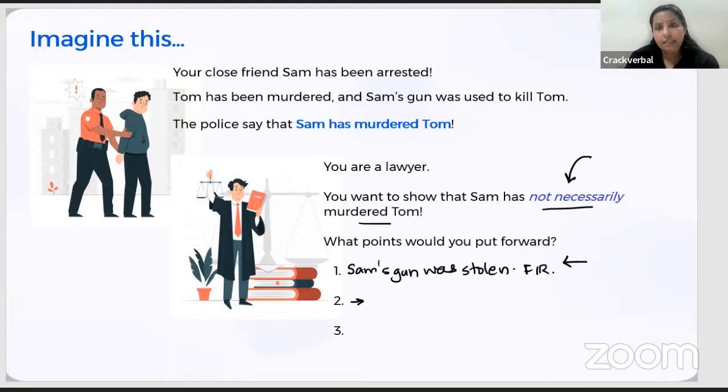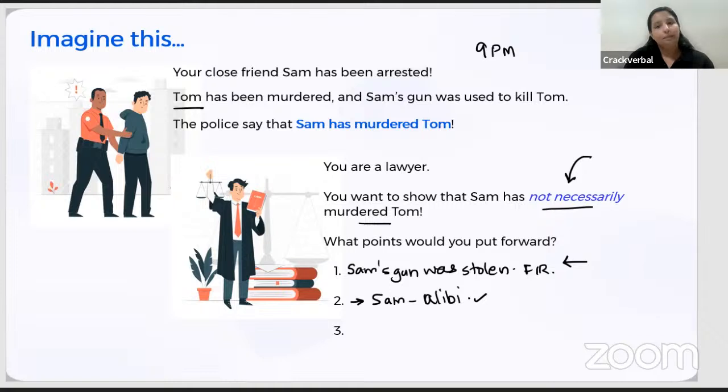I would probably also say, hey, look, Sam has an alibi. Sam's girlfriend had come over last evening to his house. And at the time when Tom was murdered, the police have figured out that he was murdered at approximately 9 p.m. At the time he was murdered, Sam and his girlfriend were together. And she's going to be the witness to say, hey, I was with him. He couldn't possibly have gone anywhere to kill anybody. So this piece of information also shows that, hey, maybe Sam has not necessarily murdered Tom after all.